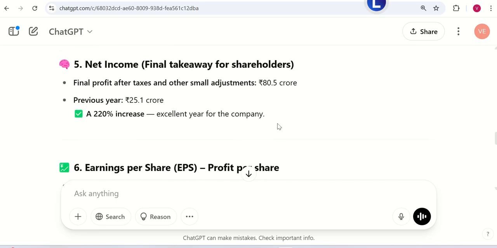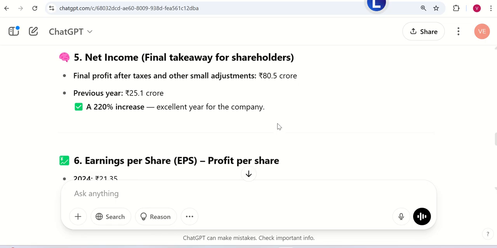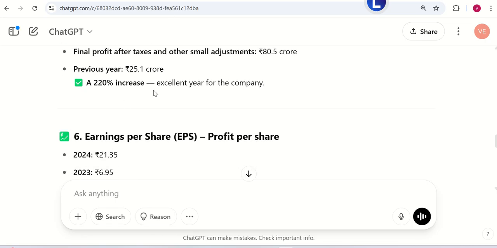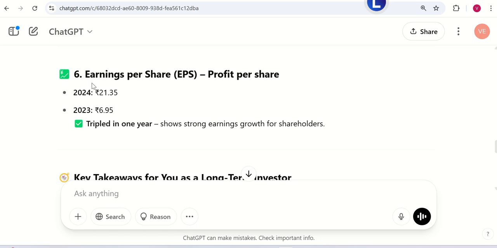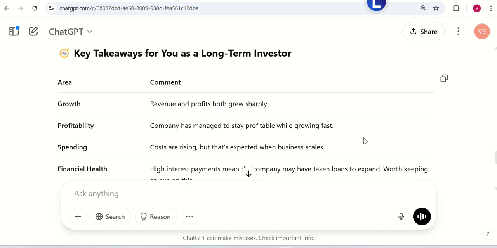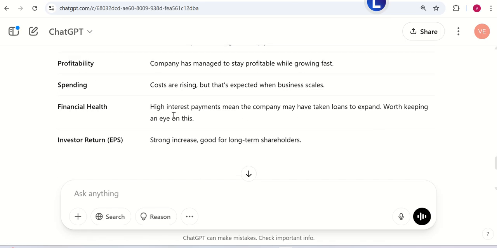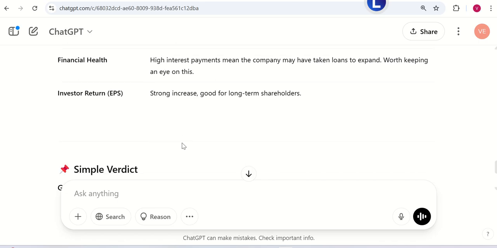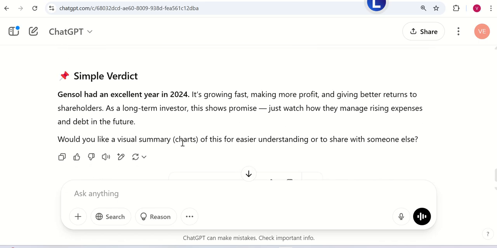Net income, final profit after taxes and other small adjustments. Compared to the previous year, a 220% increase in the net income. Earning per share also has almost tripled. So for every heading, it gives you the interpretation of what the takeaway is for the investors. So key takeaways, it's not talking about any numbers, it just talks about growth. It is very sharp, profitable, costs are rising because the revenue is growing, the cost is also growing. Financial health and investor returns. Simple verdict: Gensol has an excellent year in 2024.